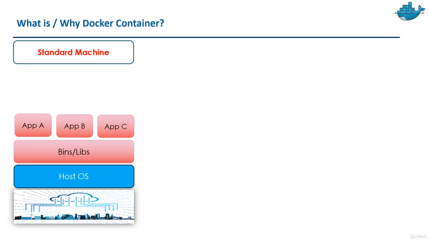Just understand that binaries and libraries are needed for applications A, B, and C, but there is a possibility that they will not be the same for all three applications. So this is what we can consider in a standard machine. We'll talk more once we see the next one.